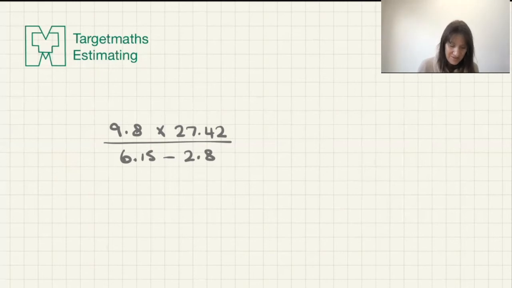Okay, so 9.8 is going to round to 10. 27.42 is going to round to 30. Some people accidentally round to 27. Just remember one digit, and then you know you can't go wrong. And then we've got 6 and the 2.8 rounds to 3.